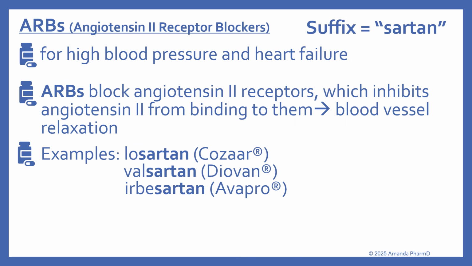Next are the ARBs, or the angiotensin 2 receptor blockers. These are for high blood pressure and heart failure. The ARBs block angiotensin 2 receptors, which inhibits angiotensin 2 from binding to them, so this leads to blood vessel relaxation. Some examples are losartan, brand name Cozaar, valsartan, brand name Diovan, and irbesartan, brand name Avapro, and you can see these end in the suffix sartan.